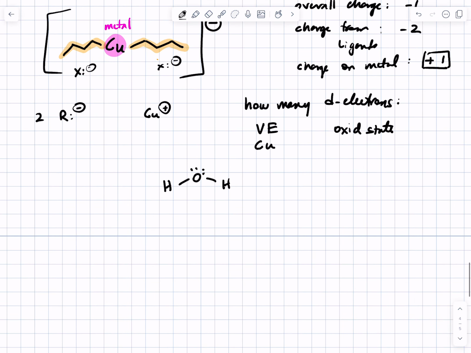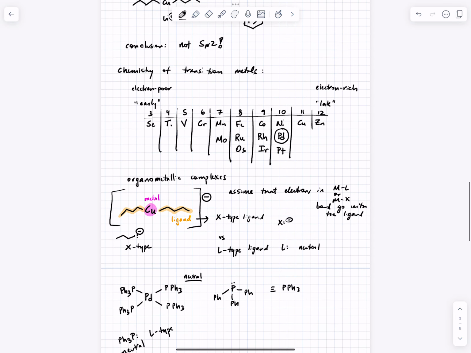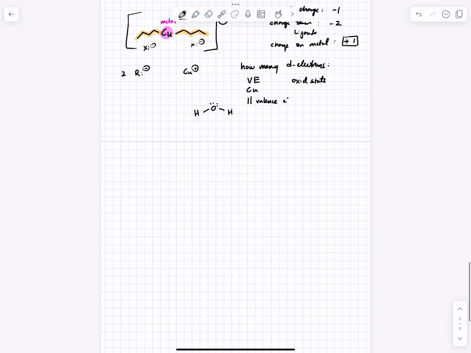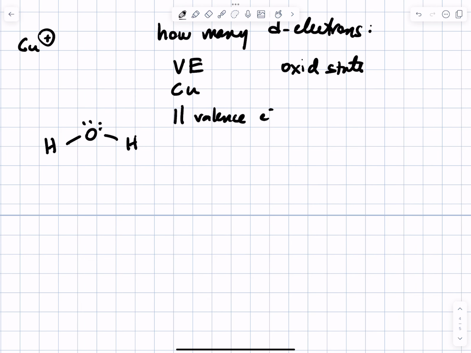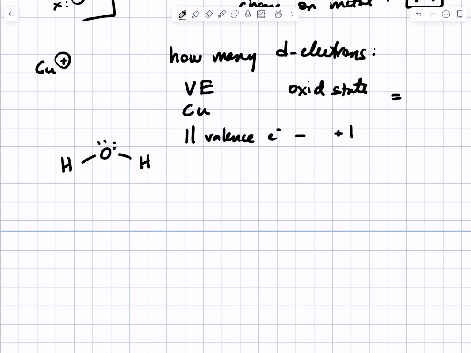So we're going to say that copper has 11 valence electrons because it's in the 11th column of the periodic table. And its oxidation state is +1, so we're going to subtract the oxidation state from the number of valence electrons, and we determine that this copper has 10 valence electrons. We're going to say they are all in the d orbital, so that's a d10 metal.